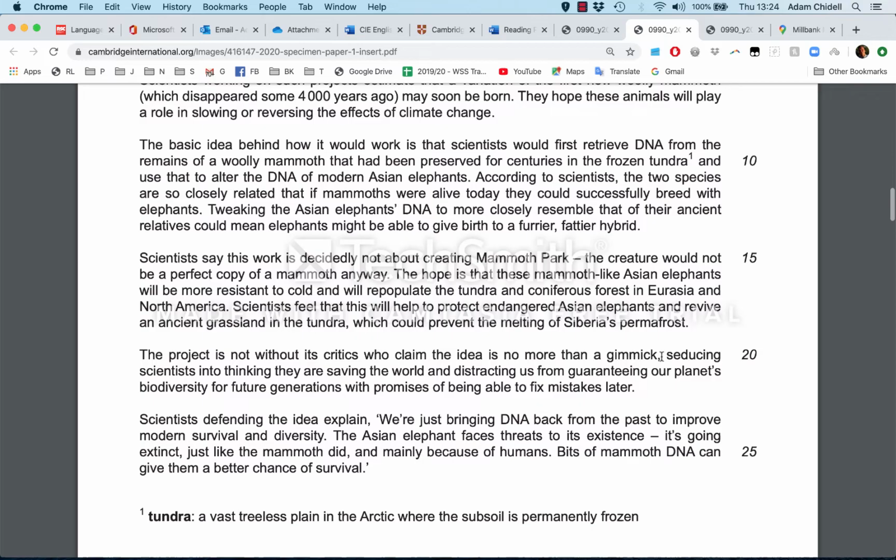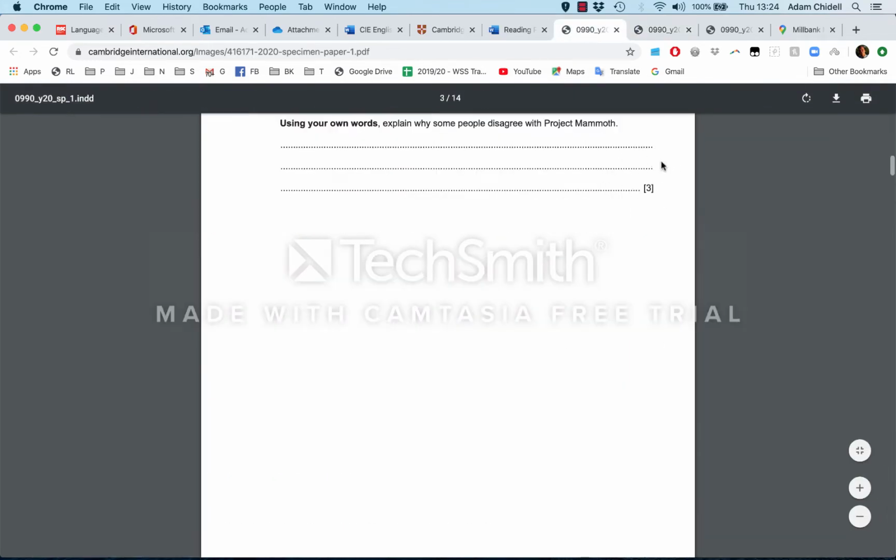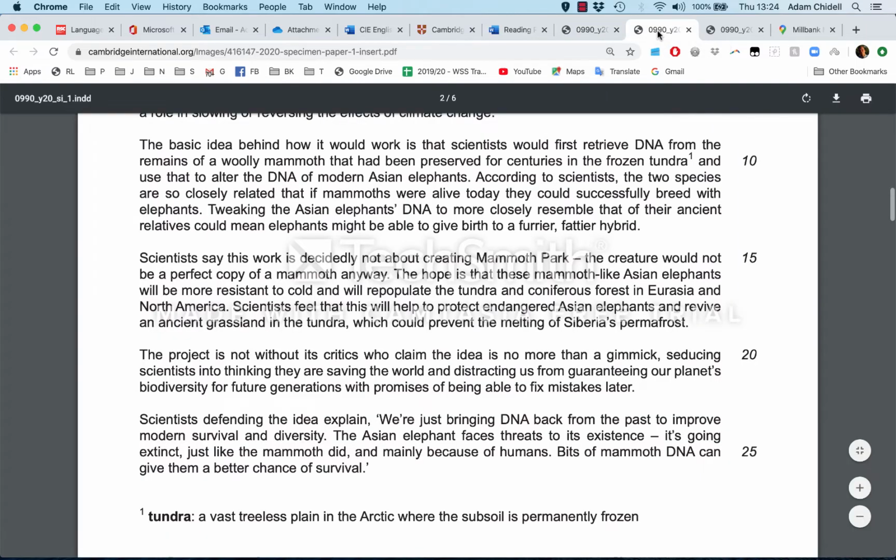And then note there's a comma. And I noticed this actually because it's quite useful to think about what the function of a comma is here. It's sort of separating bits of information. And now we want, don't we, multiple bits of information. We need 3 different reasons why people might disagree with Project Mammoth. So we can use that comma to help us understand that actually what's going on here is that we're being given a further reason. Okay, and this reason is that it is seducing scientists into thinking they are saving the world. Seducing scientists into thinking they're saving the world.